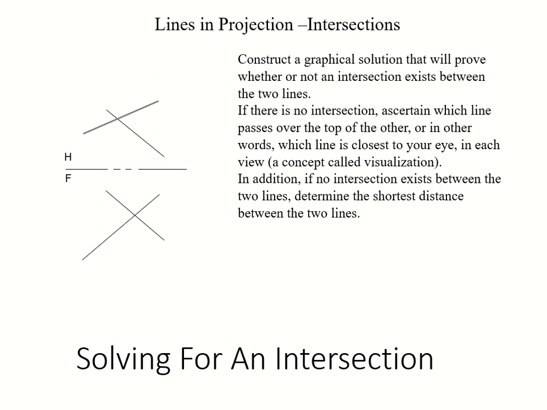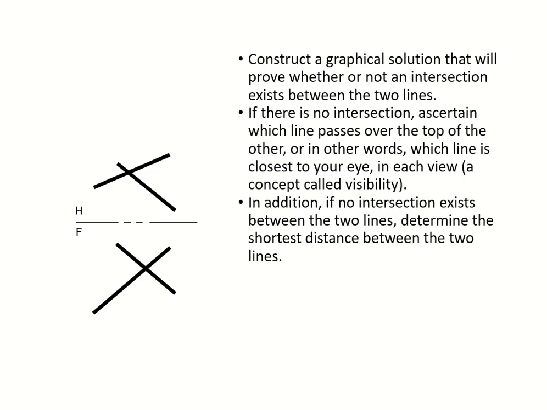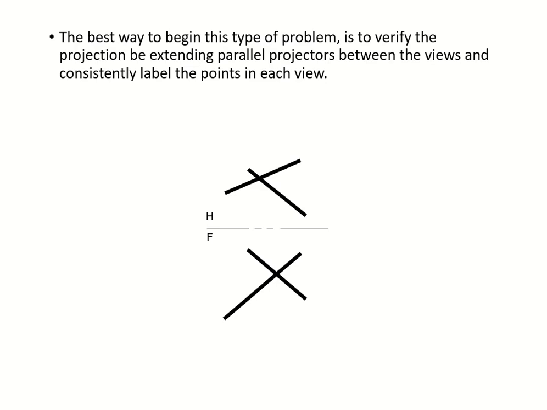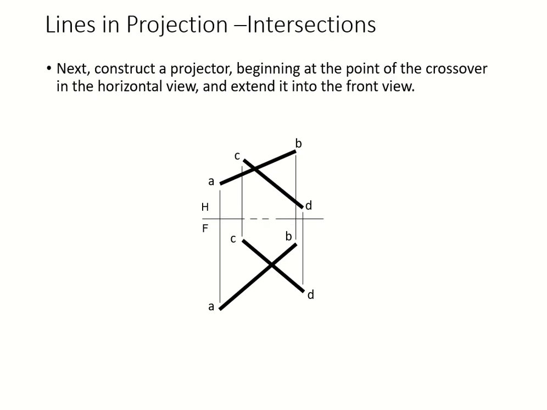Let's start with that. This is about the same as before, so we don't have to reiterate. The best way to approach this type of problem is, first, we do the same thing. We verify our projection, and we extend our parallel projectors between the two views, the horizontal top view and the front view. We label the points, with full lines perpendicular to these projectors. Your points are correctly labeled. You can go 1, 2, 3, but right now we're going with alphabetical A, B, C, and D.